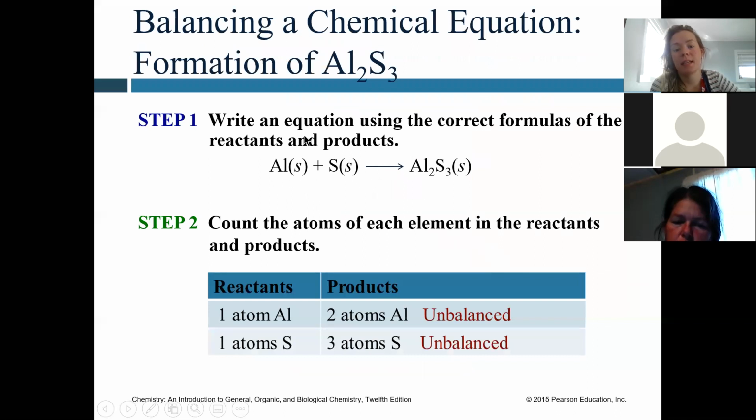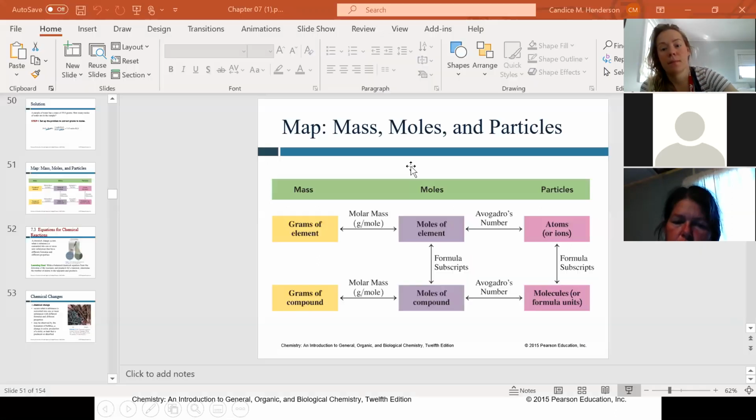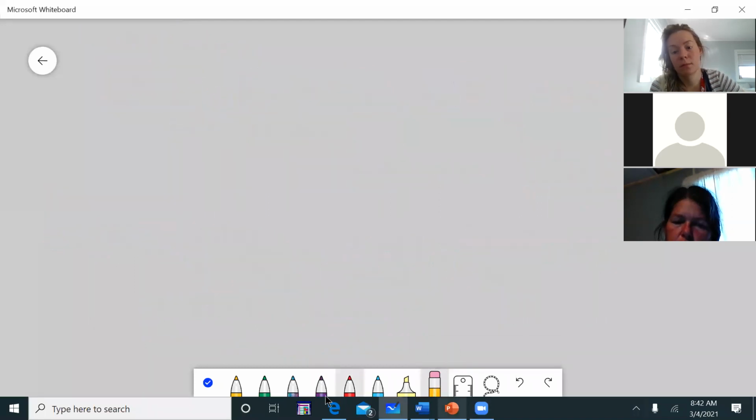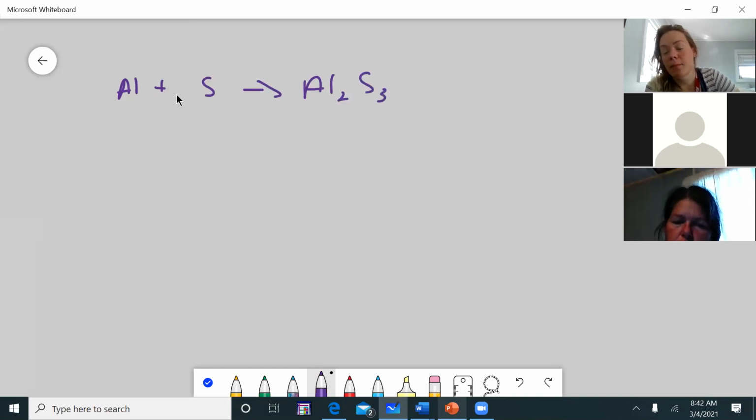So we've got this thing here. Al plus S gives me Al2S3. So it's saying aluminum plus sulfur gives me aluminum sulfide. I'm going to write that over here. So aluminum plus sulfur gives me aluminum sulfide. There are phases on there. I'm not going to add them.